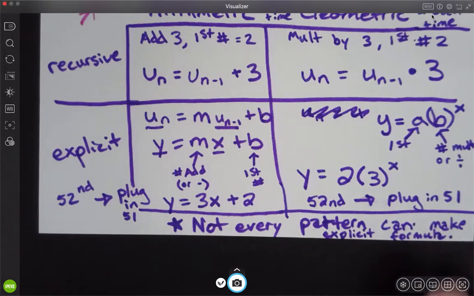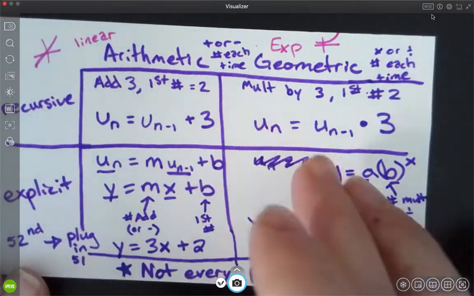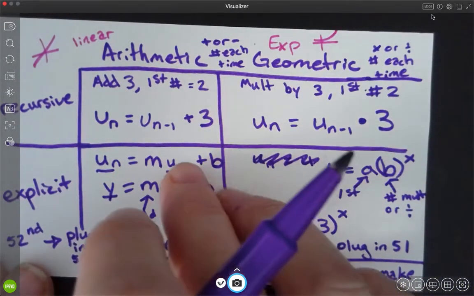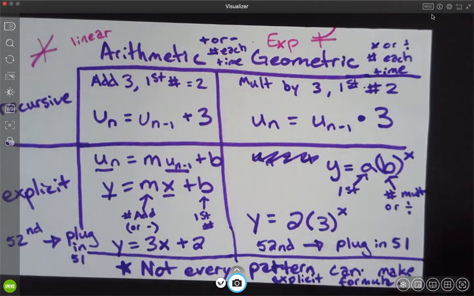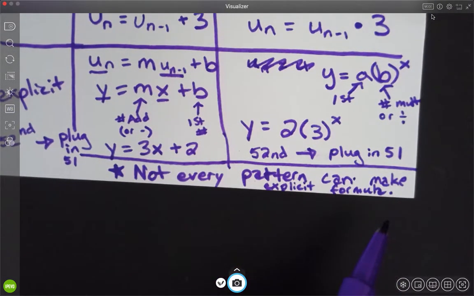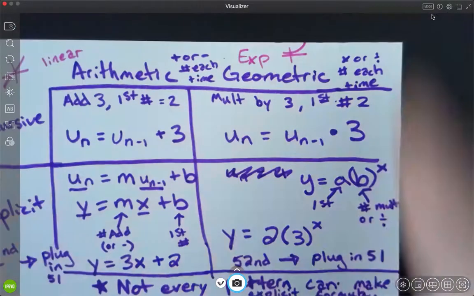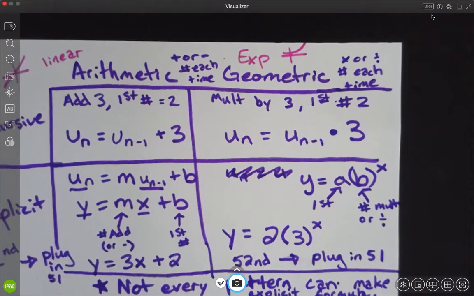Sometimes you will have a combination of arithmetic and geometric. So maybe you're multiplying by 3 and adding 2 each time. Or maybe you're adding 2 and then 3 and then 4 and then 5, so you're not adding the same number each time. In that case, you probably can't make an explicit formula from it. It has to be strictly arithmetic or strictly geometric in order for these formulas to work. Otherwise, you have to do some different tricks, which we don't talk about in this section. That's a little bit too advanced for this section.